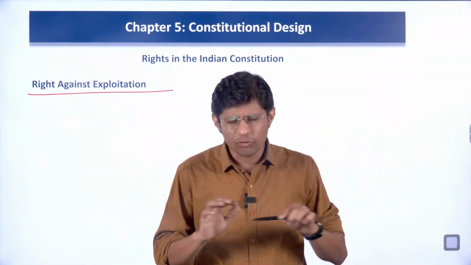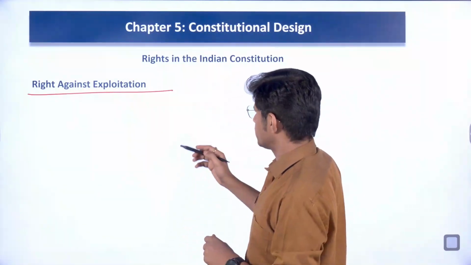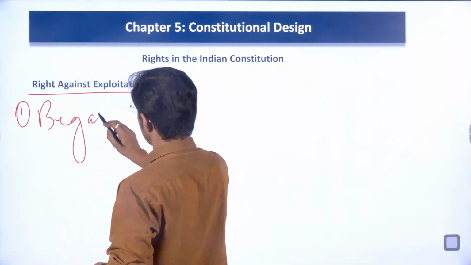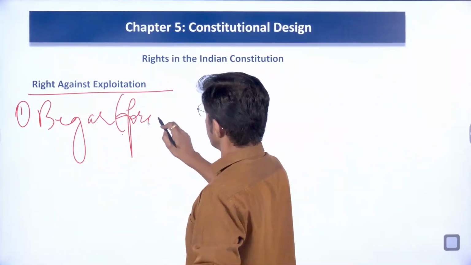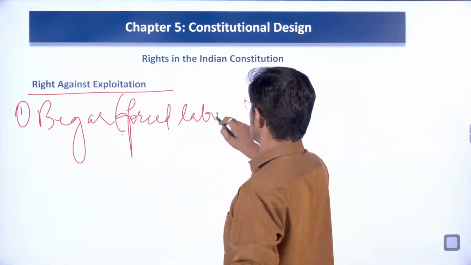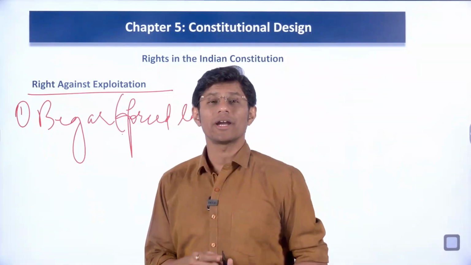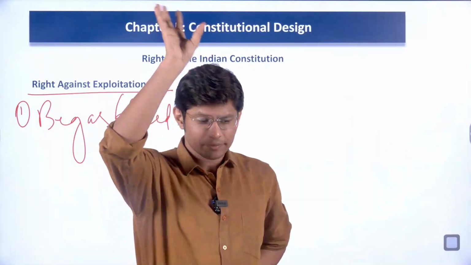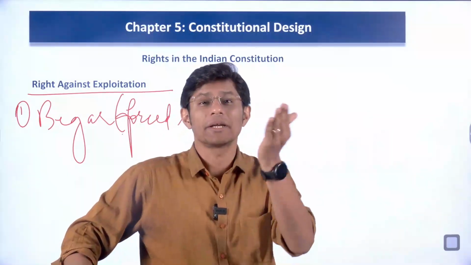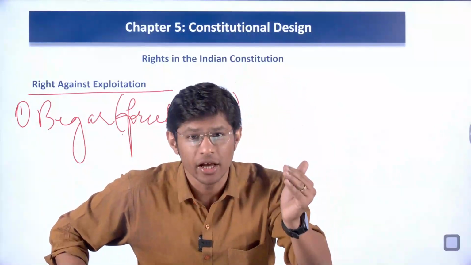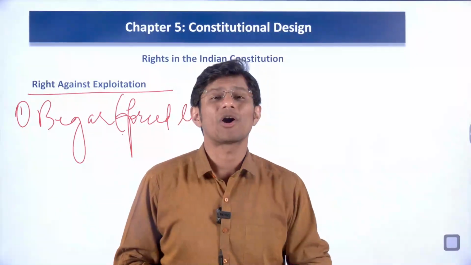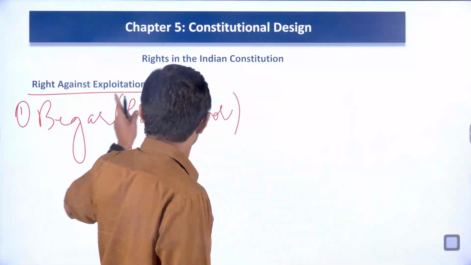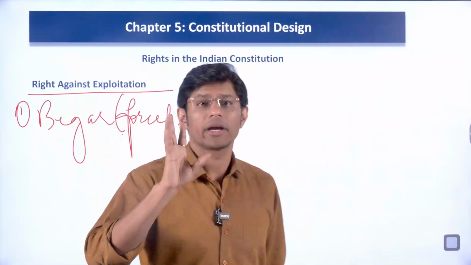And one of the worst forms of exploitation is begar. What is begar? It is forced labor. You are forcing a person to work without paying him money. In the past, the landlords, money lenders, and very wealthy people forced poor people to do work without paying them money. This is forced labor or begar.